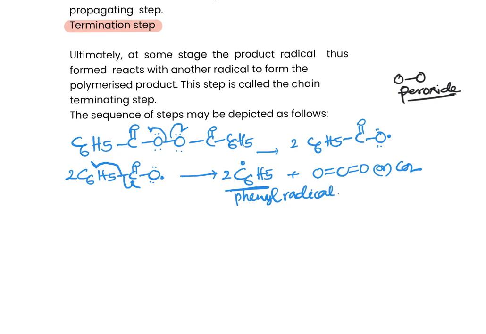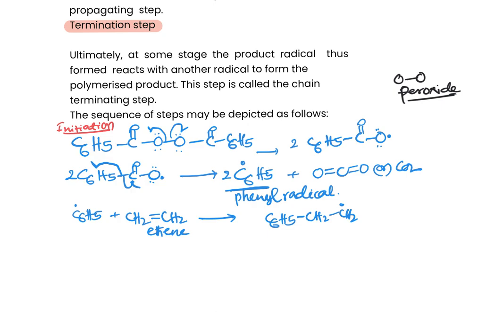Now this phenyl free radical adds to ethene: C6H5 added to CH2 double bond CH2. This is called ethene. Then this will form C6H5CH2CH2, a larger free radical; a smaller free radical is converted to a larger free radical. This is called the initiation step. The second one is called the propagation step.